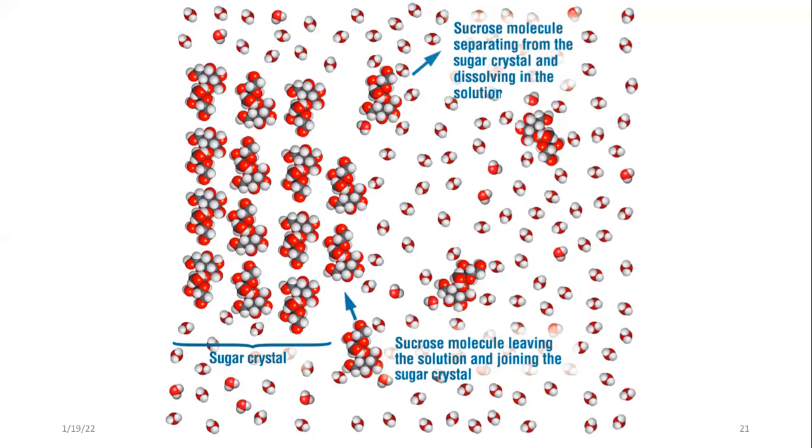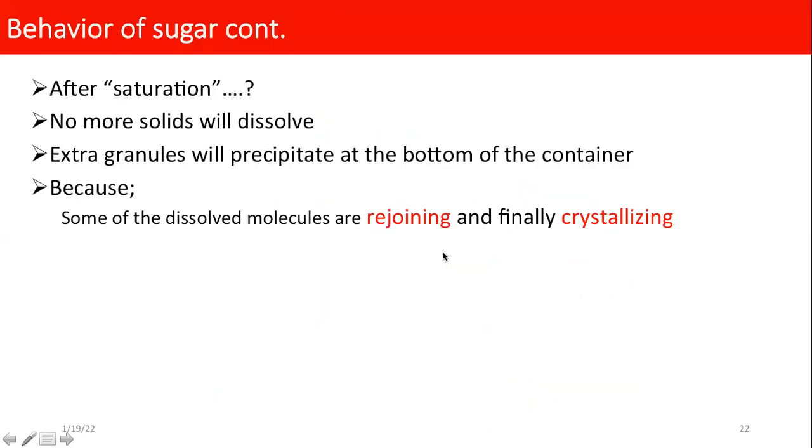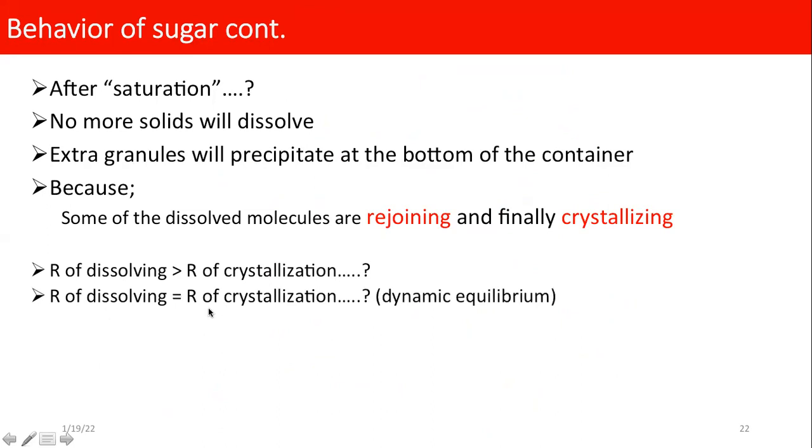dissolving is higher than the rate of crystallization, then it means we can dissolve further. When the rate of dissolving equals the rate of crystallization, it means no precipitates. Right, we call it dynamic equilibrium. It is actually the stage with the highest saturation value. We still don't have any precipitates, but we also can't dissolve any more sugar.